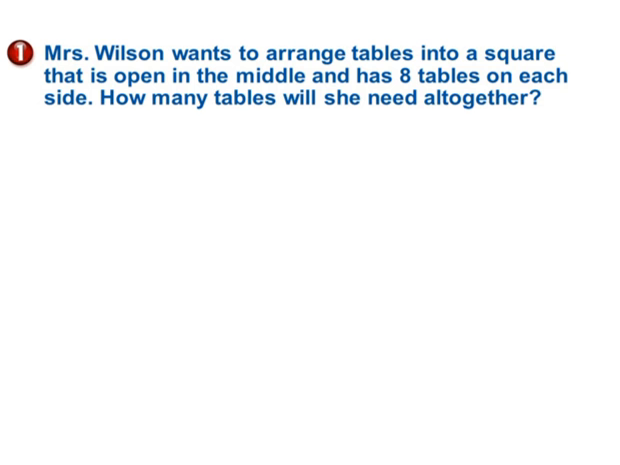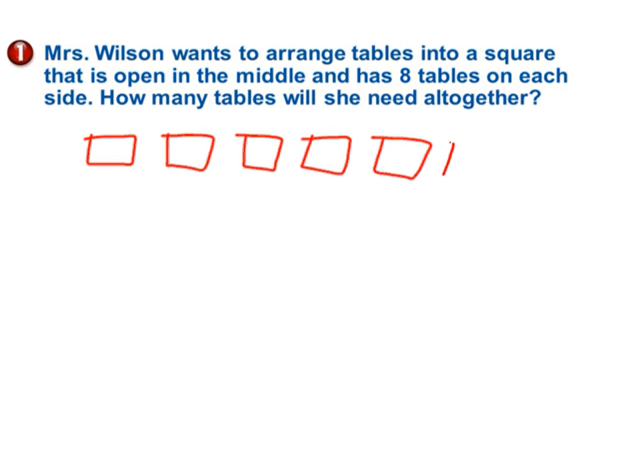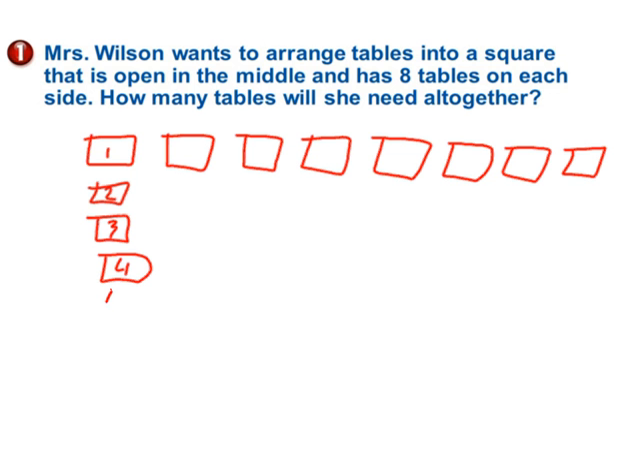Mrs. Wilson wants to arrange the tables into a square that is open in the middle and has eight tables on each side. I'm going to start across the back of the room here with 8 tables: 1, 2, 3, 4, 5, 6, 7, and 8. Then I'm going to go up the side here, and there's 1, 2, 3, 4, 5, 6, 7, and 8 on this side.